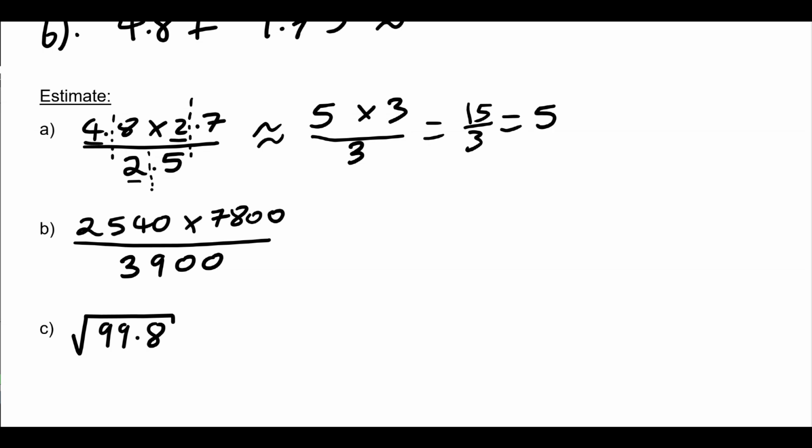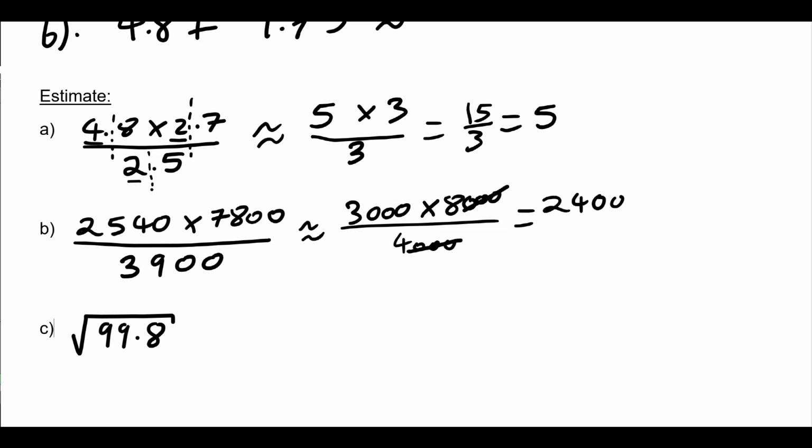For B, 2,540 is going to round to 3,000. 7,800 rounds to 8,000, and 3,900 rounds to 4,000. Rather than working everything out straight away, I could cancel some of the zeros, so I could cancel these 3 zeros with these 3. This will give me on the top 24,000 over 4. 4 into 24 goes 6 times, so I get 6,000.